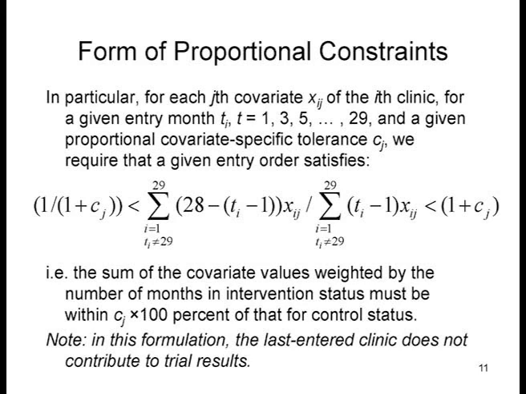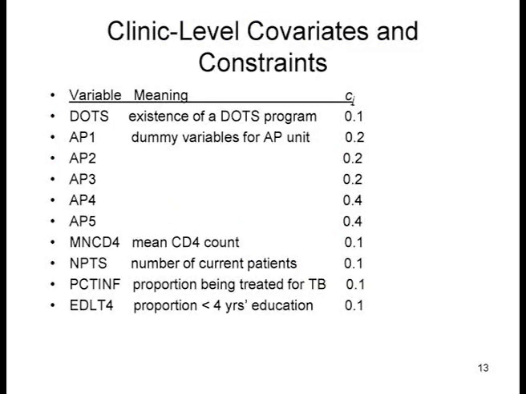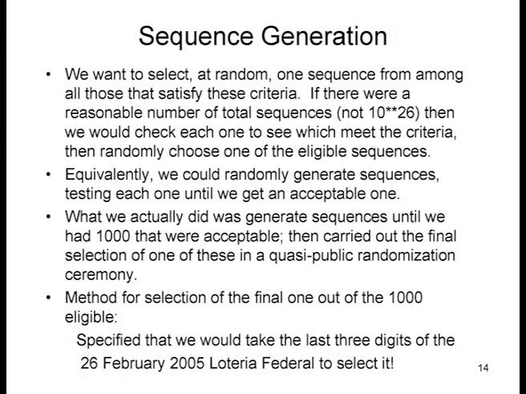We had to balance geographically. It was one of the covariates we had in there. This is basically Rio de Janeiro, different sizes of clinics and so forth. So these are the variables we used: whether there's a DOTS program going on, and geography. We had some baseline data on the clinic populations themselves. We figured that's going to be related to TB risk, so we wanted to constrain those to be, in this case, plus or minus 10 percentage points of each other between the two conditions on the month-weighted covariates.